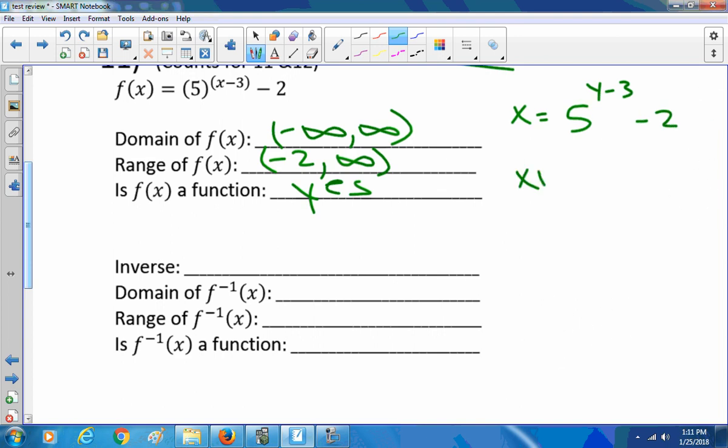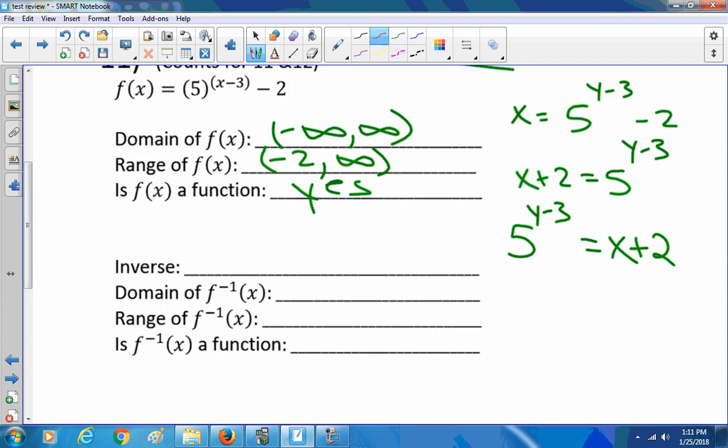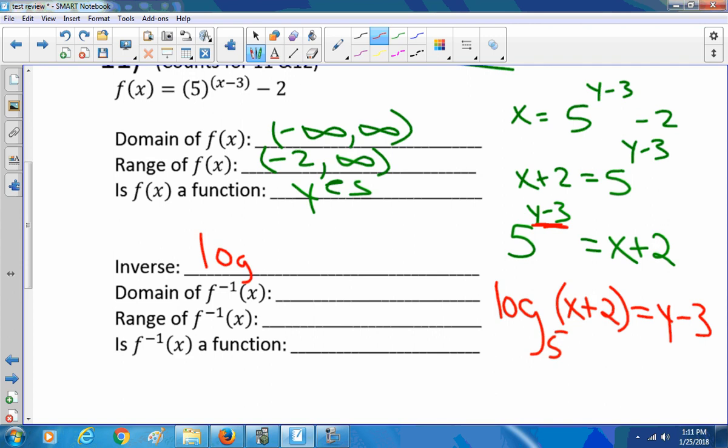Add 2. For some reason, so many of you can't do this problem when it looks like this, but what if I write it like this? It's just an exponent. I'm trying to solve for y, and y is in the exponent, so I need to use logarithms. Log base 5 of x plus 2 equals y minus 3. The last thing I need to do is add the 3. That will be my y prime.